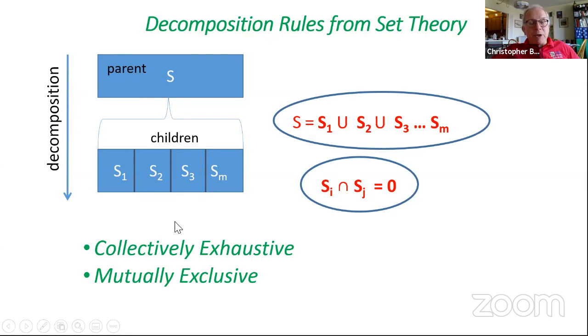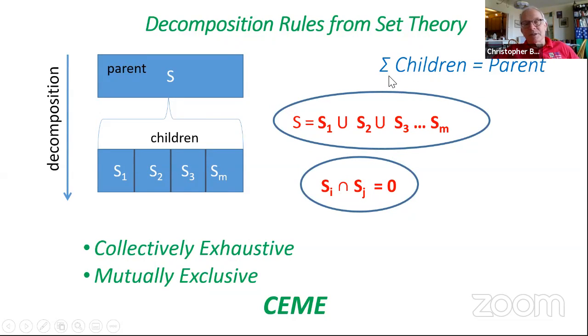At the same time, they're collectively exhaustive. They should be mutually exclusive. So they're not overlapping here. They're separate. So that's what this means. So together, we have something that we call CME, collectively exhaustive, mutually exclusive. And so we could also say that if we combine the children, it doesn't need to be a sum, but some combination of the children will equal the parent.